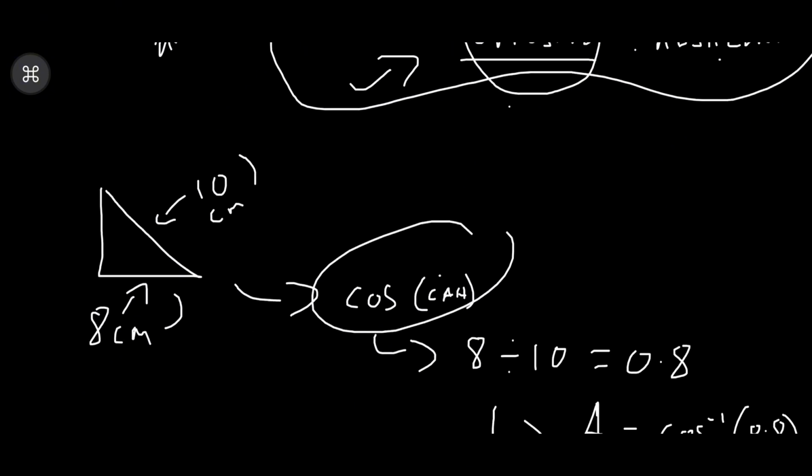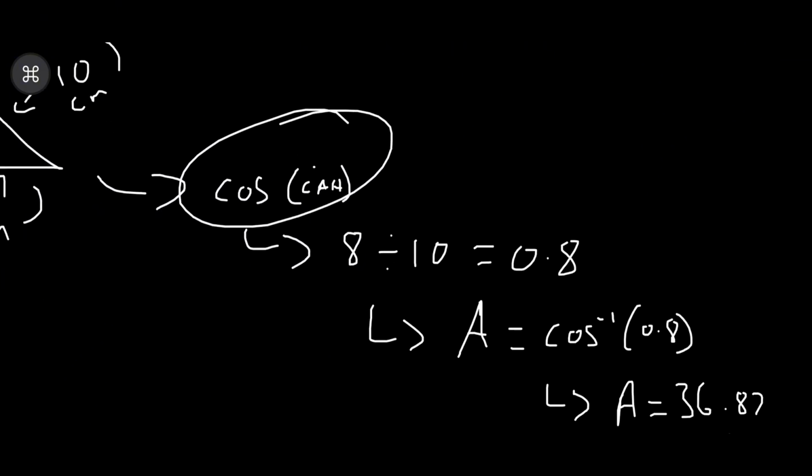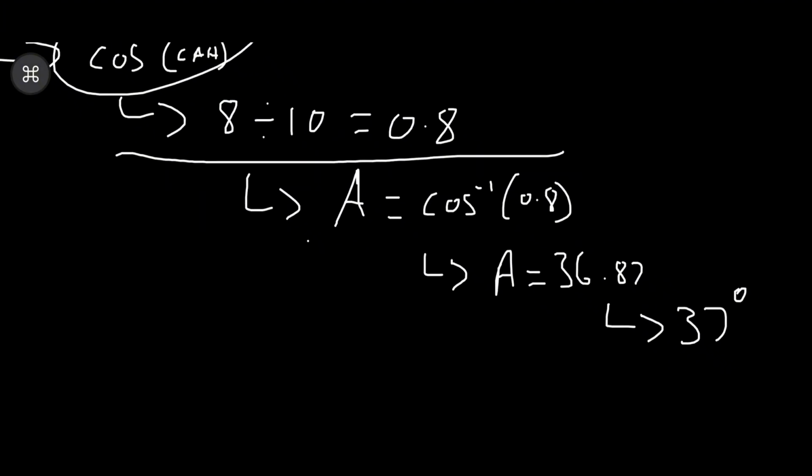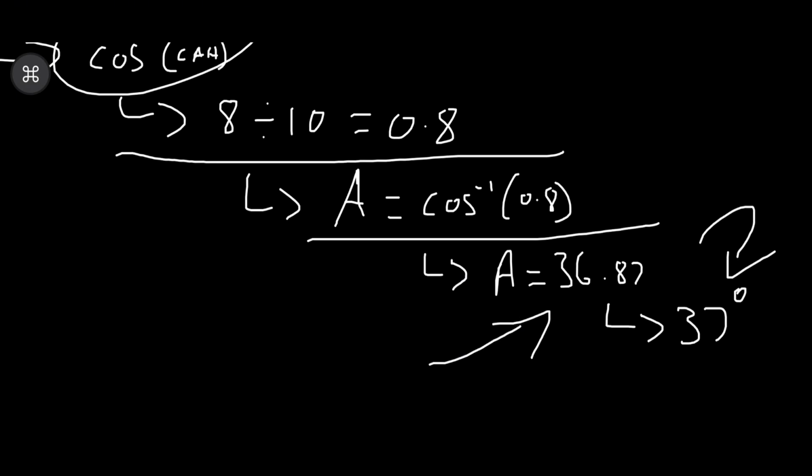Step 2, set up the formula. So cos A equals adjacent divided by the hypotenuse, which equals 8/10. Calculate that ratio, which equals 0.8. Then use the inverse cosine to find the angle. So A equals cos minus 1 on the calculator of 0.8. So the final answer is A equals 36.87, which is rounded to 37 degrees.